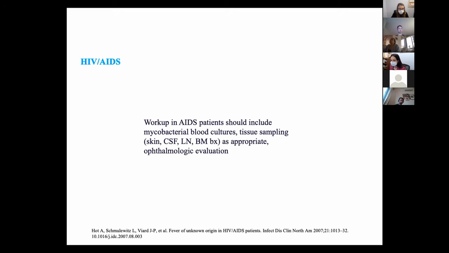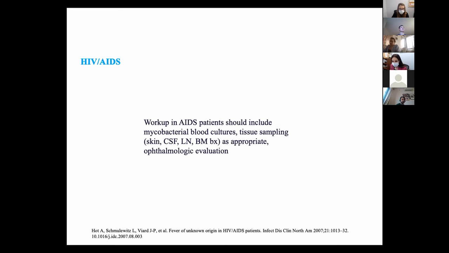So additional workup for FUO in patients with AIDS should include mycobacterial blood cultures. Tissue sampling really is important. So any enlarged lymph nodes, if there's cytopenias, then a bone marrow biopsy. Skin lesions should be biopsied if present. And if there are neurologic signs, then CSF should be sampled as well.